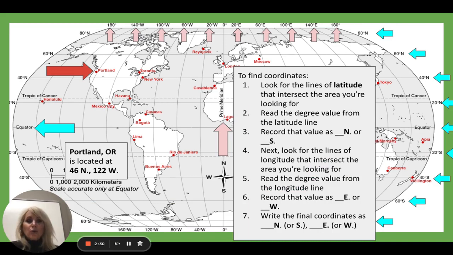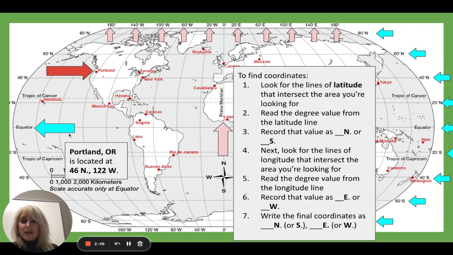So to actually find a GPS coordinate, you first start out by looking for the lines of latitude that intersect the area you're looking for. So what I do is I start with the equator, and then I look either up north or down south for the place I'm looking for.